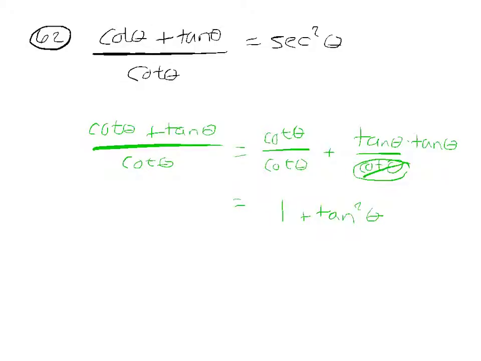Okay, now, again, back to our identities. I have 1 plus tangent squared. Look at your identities. Do we have an identity that has 1 plus tangent squared? Sometimes we're lucky enough to have it exactly that way. 1 plus tangent squared is secant squared. And oh by golly, look at that. That's what I wanted, right? I wanted secant squared. So we're done.